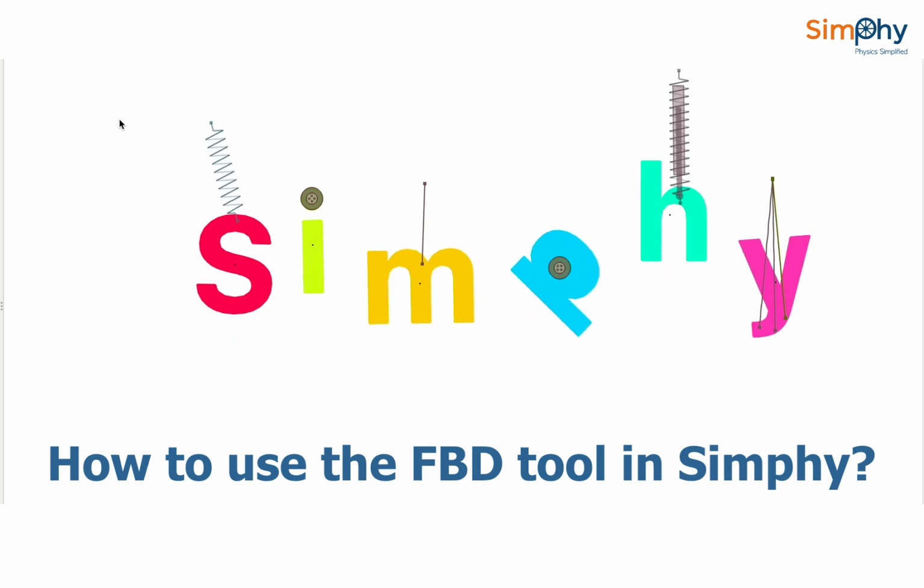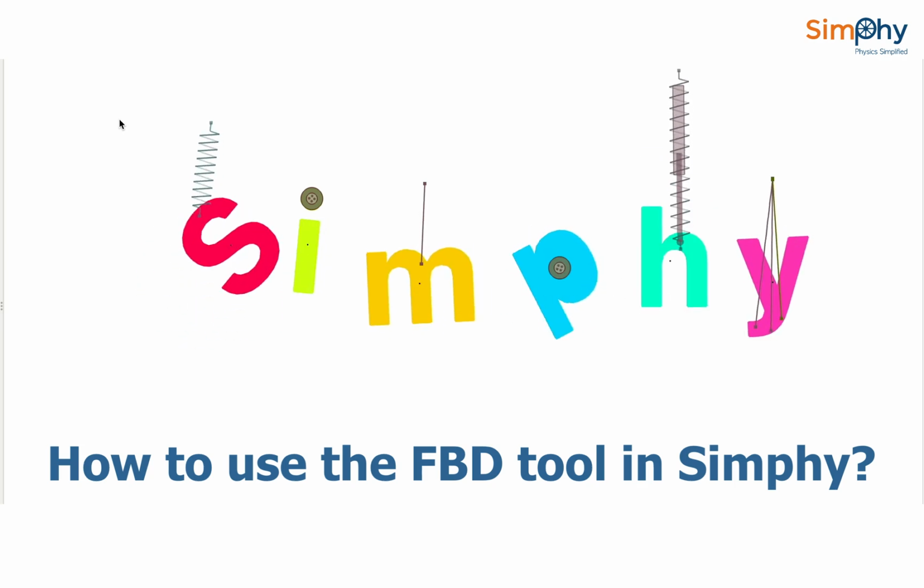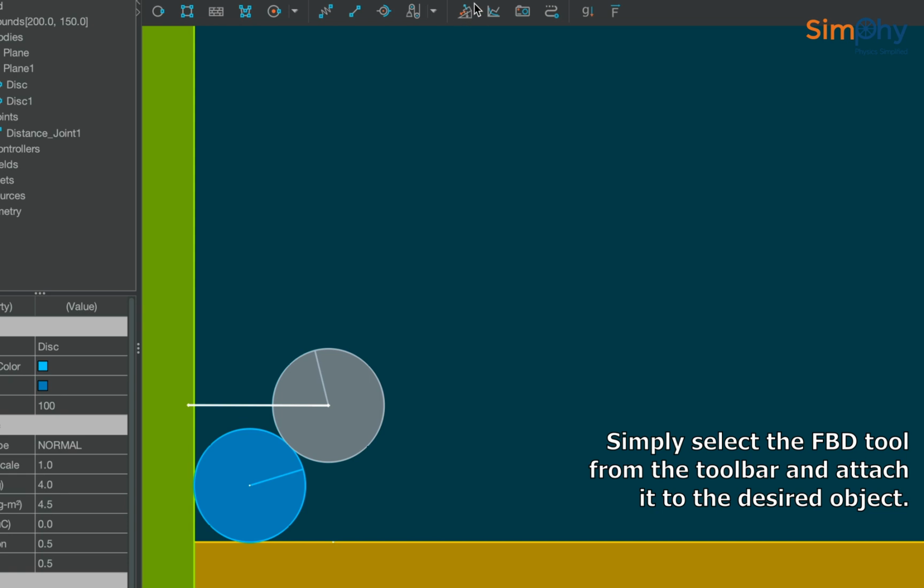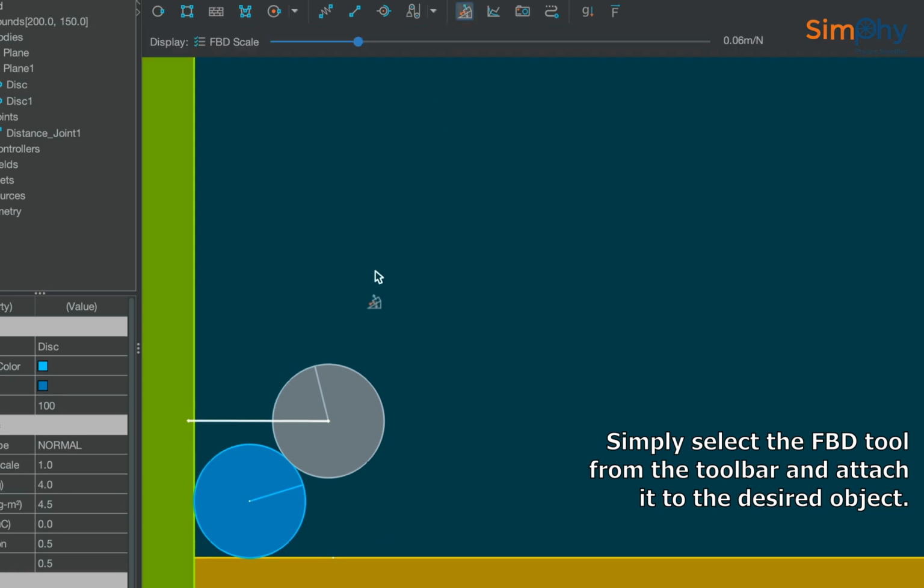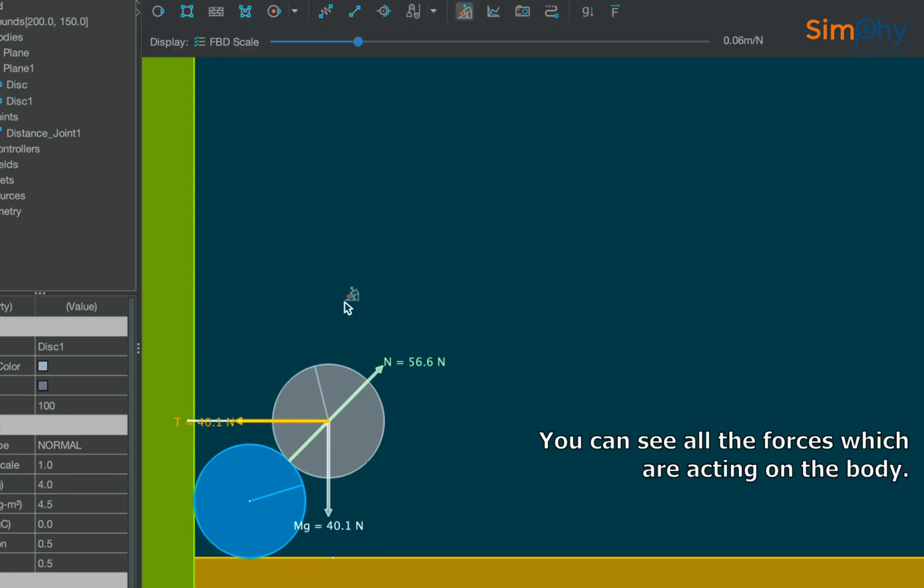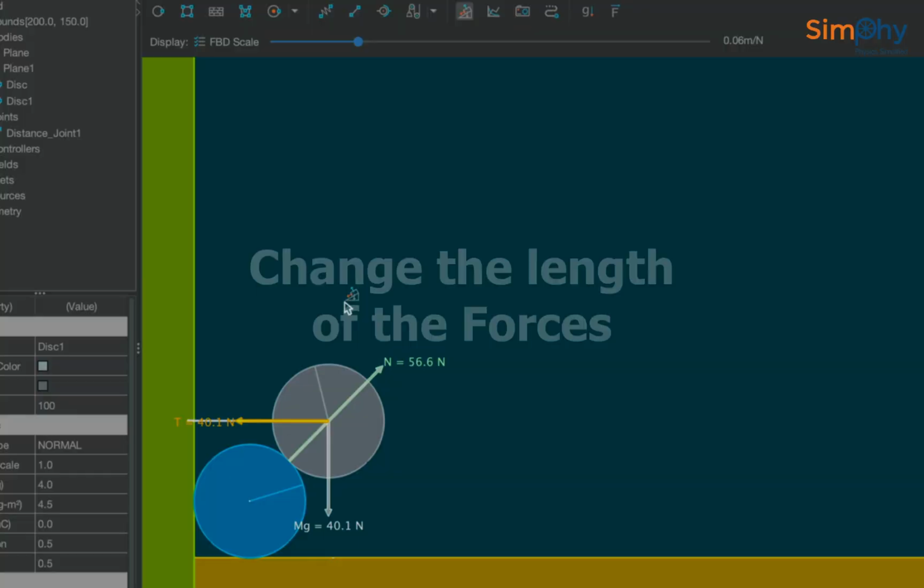In this video, we will learn to draw free body diagrams in Simphy. Simply select the FBD tool from the toolbar and attach it to the desired object. You can see all the forces which are acting on the body.